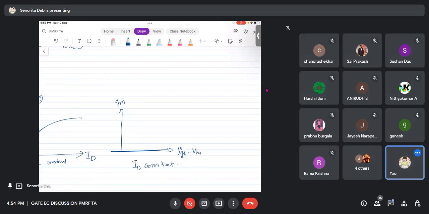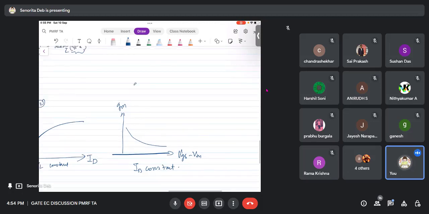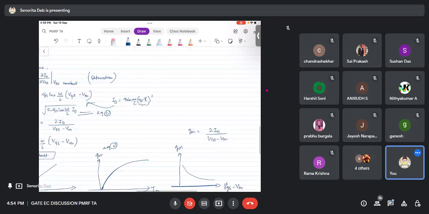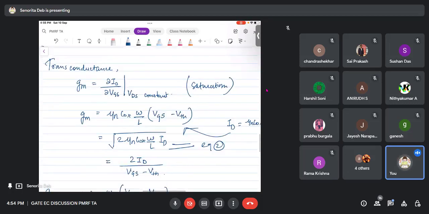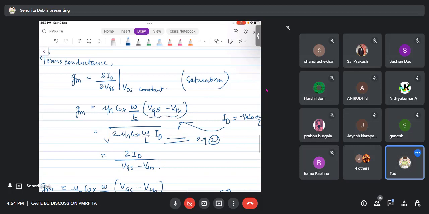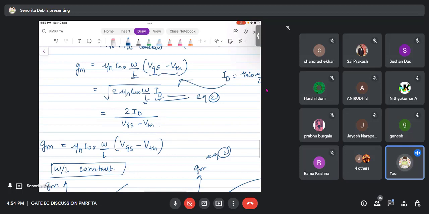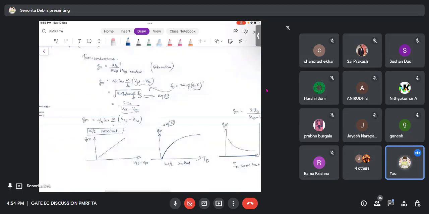Why? Because we have seen gm equals 2ID by VGS minus VTH. So whatever is constant and whatever is varying will have to be in the same equation, right? You see here, when I was saying W by L is constant, I am putting ID on the x-axis. I am saying ID constant, VGS minus VTH is on the x-axis. If I say VGS minus VTH is constant, ID is on the x-axis. You understand? So these three graphs, you will find in Razavi's book. You go through it. This can be asked.